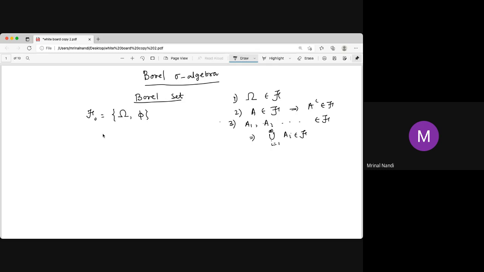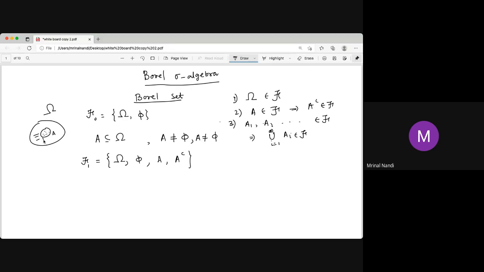Now, what will be slightly larger than that? Okay, take a subset A of omega, which is not phi, and A is also not omega. So take another set. This is my whole omega, and this is a set A. Now, if you want to take A as an element of the sigma algebra, say the sigma algebra is named script F1, then we have to take omega, we have to take phi also. If I want to take A, we have to take A complement also. So this A set and then A complement.